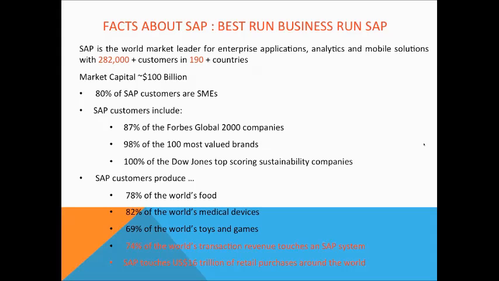So market capital around the world is $100 billion. 80% of the customers are subject matter experts. SAP customers include 87% of the Forbes Global 2000 companies, 98% of the 100 most valued brands, 100% of the Dow Jones top scoring sustainability companies. SAP customers produce 78% of the world's food, 82% of the world's medical devices, 69% of the world's toys and games, 74% of the transaction revenue touches an SAP system, as well as SAP touches around $16 trillion of retail purchases around the globe.